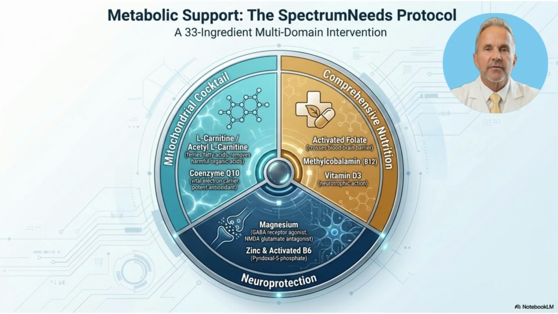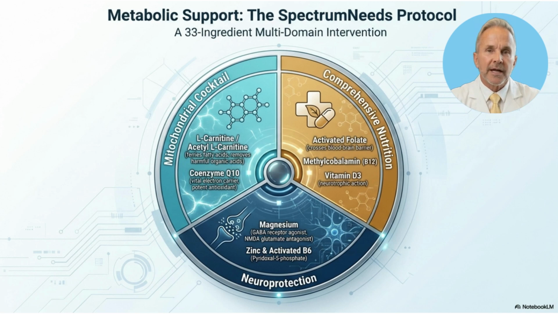To address this energy deficit, we utilize comprehensive metabolic support, such as the Spectrum Needs Protocol. This is a 33-ingredient multi-domain intervention. It is broken down into three core pillars: mitochondrial cocktail, featuring L-carnitine to ferry fatty acids and coenzyme Q10 as a potent antioxidant. We must make sure that all foundation nutrients are present in sufficient amounts, then add other specialized nutrients via liposomal delivery for optimum utilization and better compliance than multiple pills and capsules.